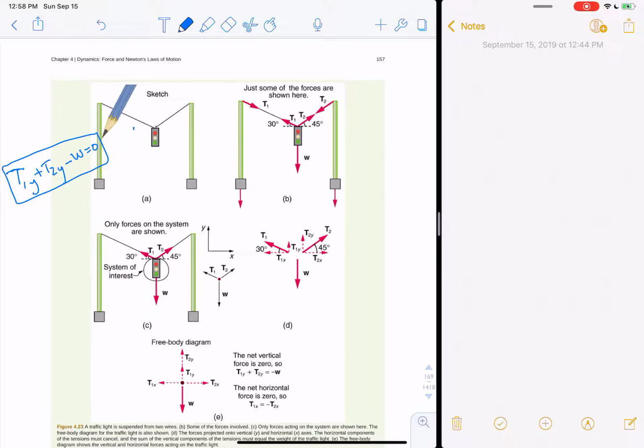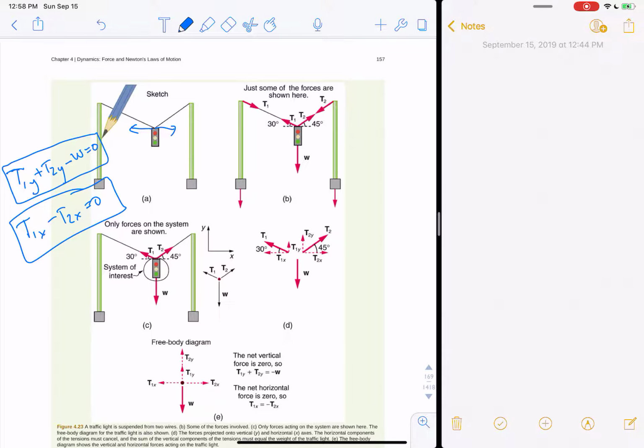So what do you do? You've got tension in these ropes, and you've got a y component balancing out your weight. That's one equation. The other equation: since this traffic light has no x component to its weight, the x component of this tension and the x component of that tension have to be the same. So you've got T1x minus T2x equals 0. That's your other equation. Between those two equations, you can get the tension in any rope.